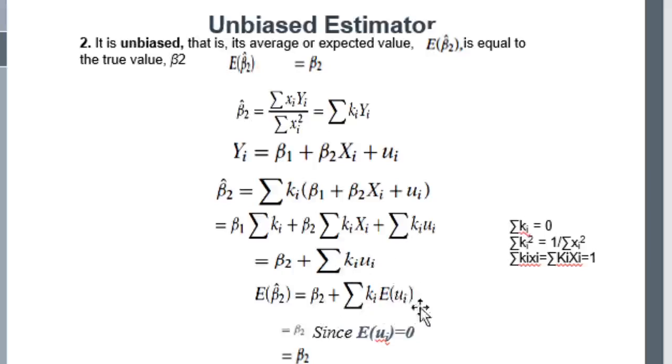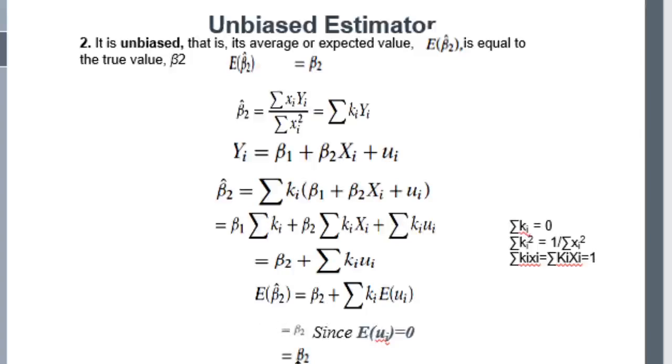We distribute the expectation to this random variable. Since we know that the expected value of ui equal to 0, the important assumption is that the expected value of the error term is 0, therefore the remaining one is beta 2. That is, expected value of beta 2 cap equal to beta 2 plus summation of ki expected value of ui. Since expected value of ui equal to 0, this whole term will be 0. Then the remaining portion in the equation is expected value of beta 2 cap equal to beta 2.